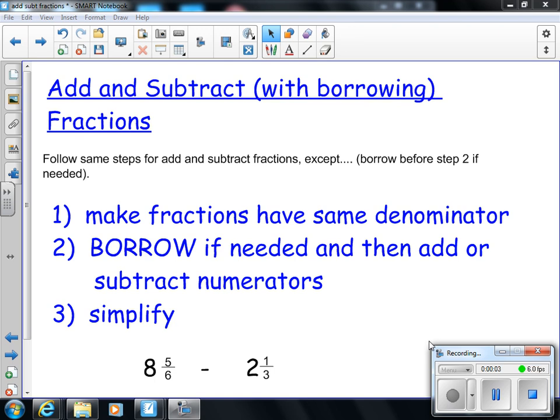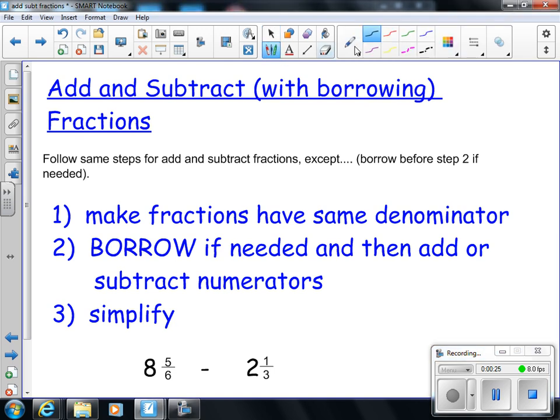Today in 7th grade, we're going to be working on adding and subtracting fractions. We did this last week, but today we're going to add the step of possibly having to borrow. If we run into a subtraction problem where maybe we don't have enough to take away, then we're going to have to add borrowing. Basically, they're the same steps that we took for adding and subtracting. The only difference is we're going to add in this borrow in step 2.